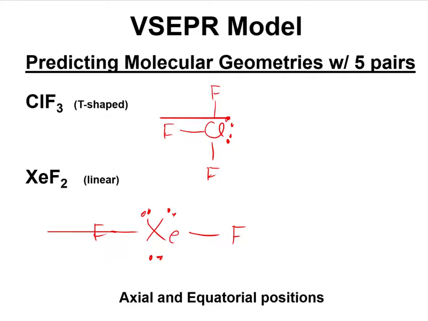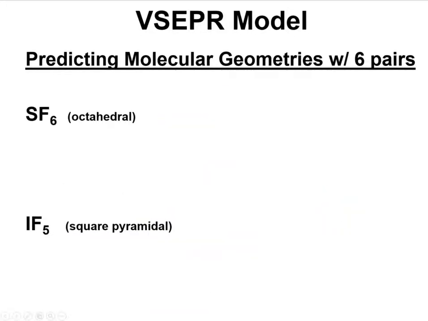So let's switch back here and look at those examples. SF6 is the example. 1, 2, 3, 4, 5, 6 for a perfect octahedron. And don't forget formal charges. What's the formal charge of sulfur here? Does this make sense?